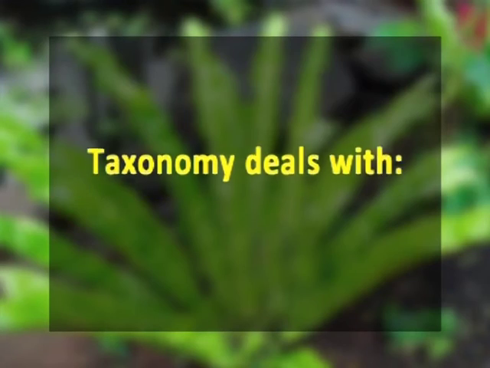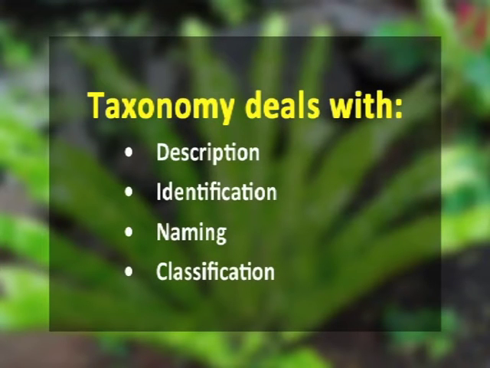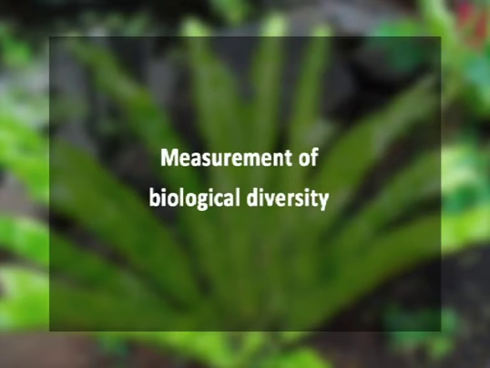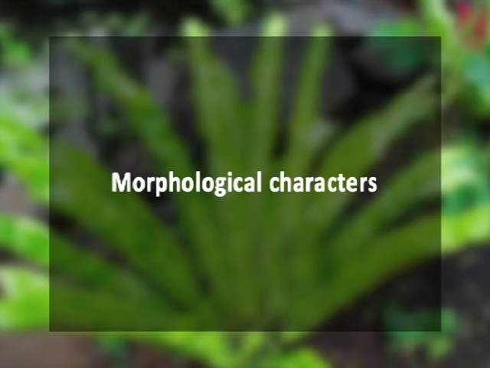Taxonomy is the discipline of biology that deals with description, identification, naming, and classification of organisms. It's the very foundation of biological sciences. Traditional approaches to the measurement of biological diversity rely upon the ability to resolve differences in morphological characters.